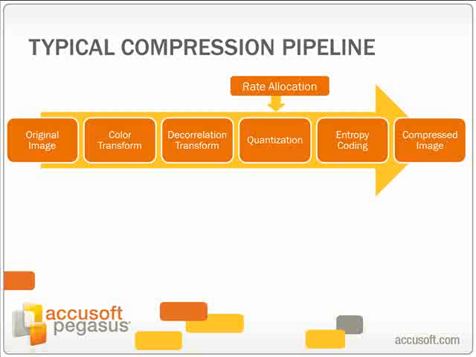First, the RGB image is converted into a different color space to reduce redundancies between the color channels. Then, redundancies within each individual channel are reduced by deploying a so-called decorrelation transform. The resulting coefficients are then quantized, meaning that the accuracy of the coefficients is decreased. The so-called rate allocator controls the parameters for the quantization. Finally, the quantized coefficients are described in a compact manner by the entropy encoder, which results in the compressed image.